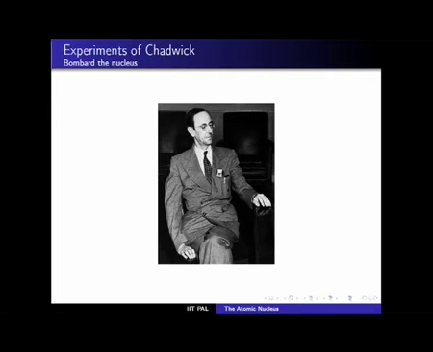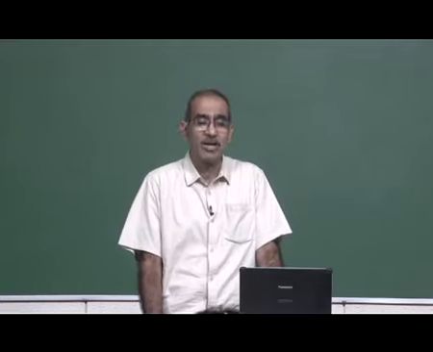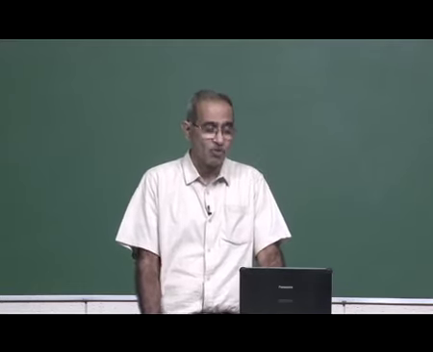Maybe I flashed it to them in the previous lecture, but never mind. So what Chadwick did was to bombard light elements such as boron and beryllium with alpha particles. The point that you have to notice at this stage is that when Rutherford bombarded the atom with alpha particles, they had a few kilo electron volt range, let us say. But here what we have is alpha particles coming with energies of about a few million electron volts. So they are much more energetic compared to the alpha particles that bombarded the gold foil.